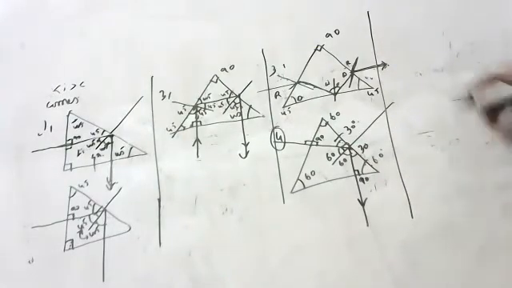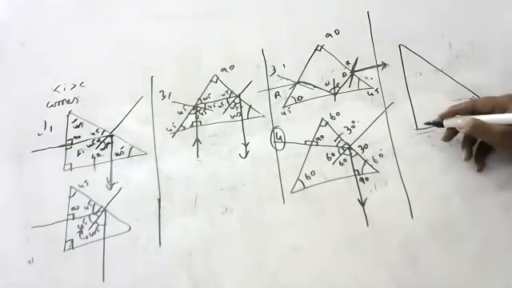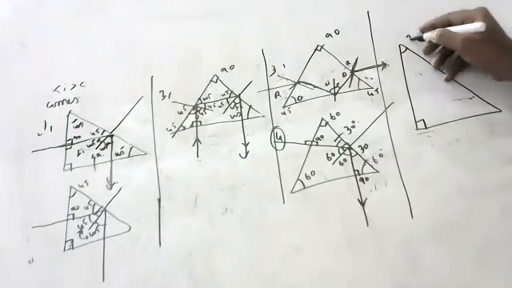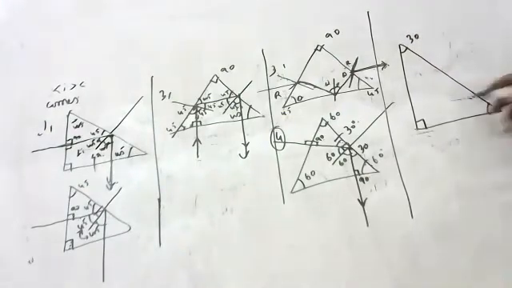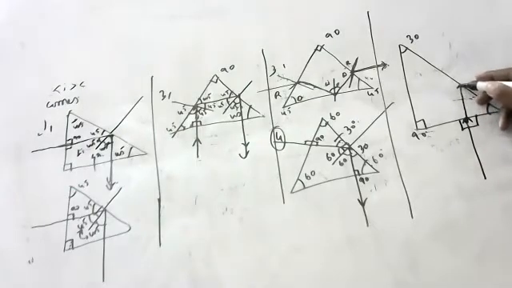Now one more question, children. So this is 90, this is 30, this is 60. The light ray is coming like this, children. Now can anyone tell me the pathway of the light ray? When it is hitting normally, how will it go? Normally it will go straight till here.